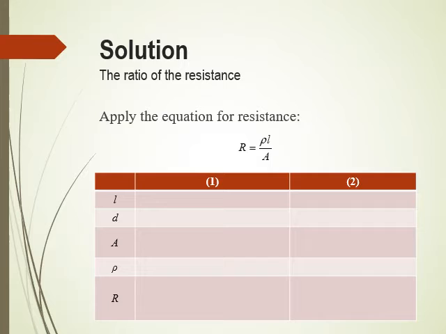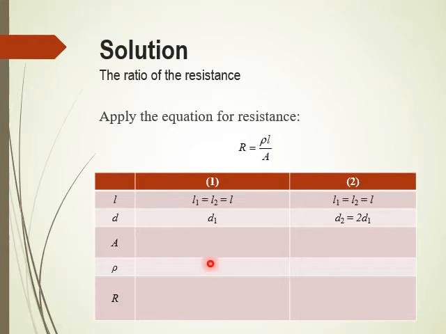The question tells you that both nichrome wires come with the same length. Therefore, we can say L1 equals L2 equals L. For set 2, it is also the same: L1 equals L2 equals L. When it comes to diameter, the diameter of the second wire is double that of the first wire. So for the first set of data, just write it down as D1, and for set 2, we write it down as D2 equals 2 D1.